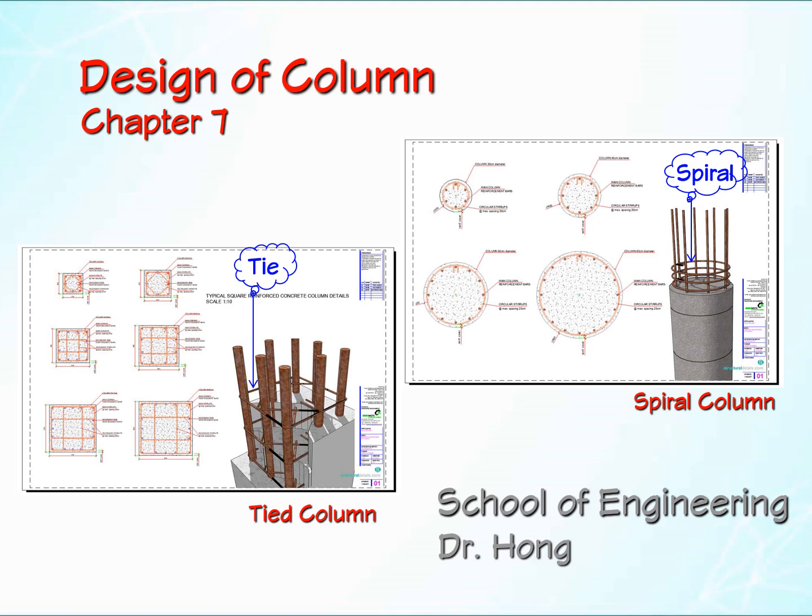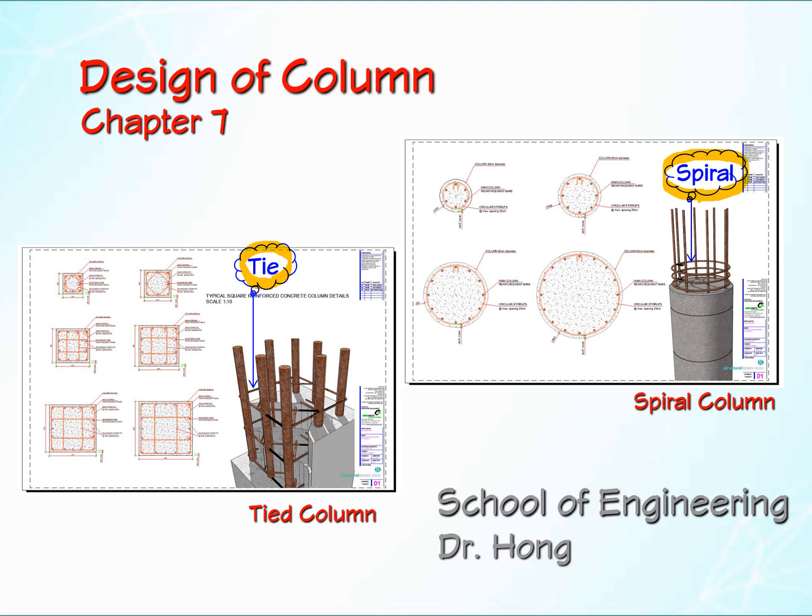Hi everyone. In this chapter 7, we are going to study about the design of column. This is just a cover page, but this cover page contains a pretty good picture about tie and spiral. Tie and spiral in columns is to resist shear force, like the stirrup in beam. So that stirrup, tie, spiral all are to resist shear forces.